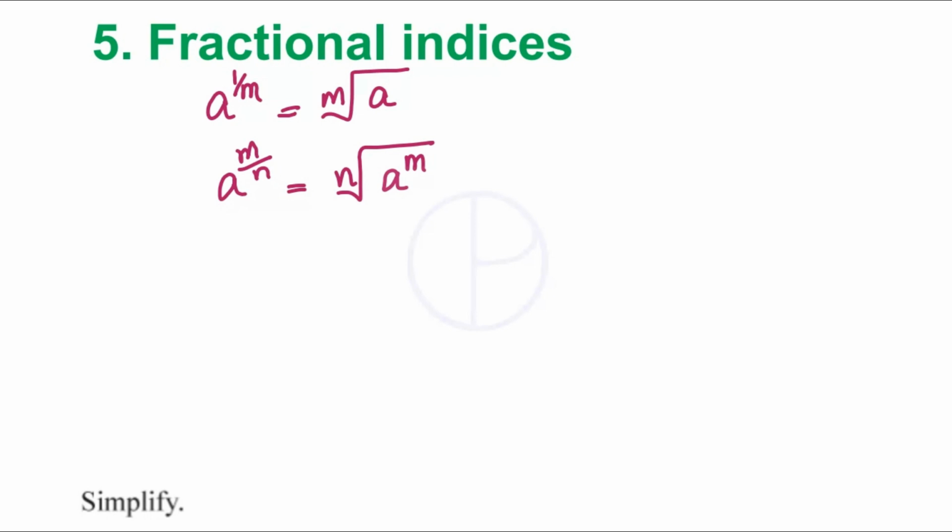Next, fractional indices. A power 1 over m can be written as mth root of a. A power m divided by n is equal to nth root of a power m. So this is a unit fraction. It gives the root, and this is the non-unit fraction. First you need to use the law of indices for raising a power to another power. Then you need to use the unit fraction.